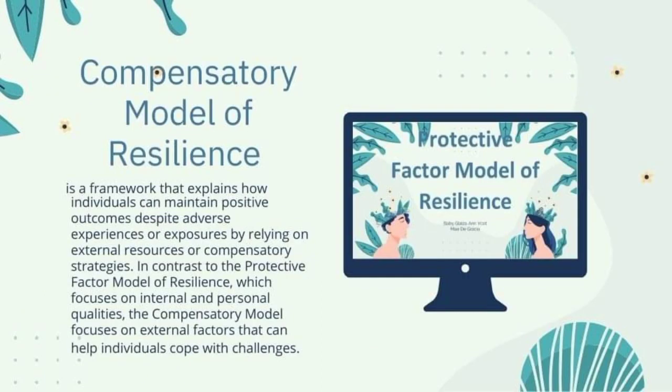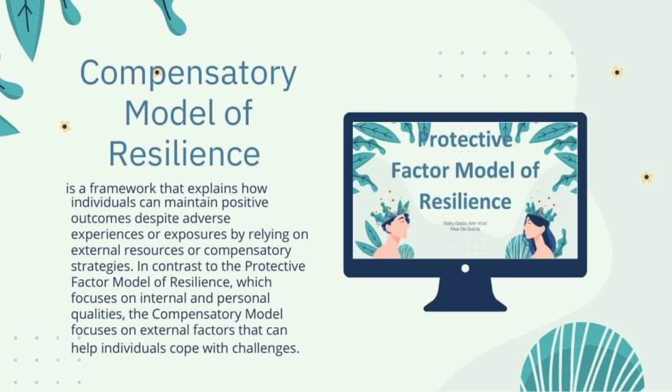The compensatory model of resilience is a framework that explains how individuals can maintain positive outcomes despite adverse experiences or exposures by relying on external resources or compensatory strategies. In contrast to the protective factor model of resilience, which focuses on internal and personal qualities, the compensatory model focuses on external factors that can help individuals cope with challenges. So, the compensatory model of resilience offers a different perspective on how individuals can maintain positive outcomes despite challenges.